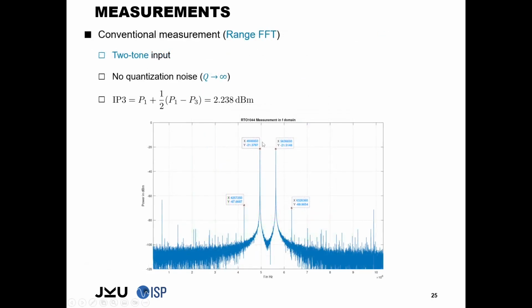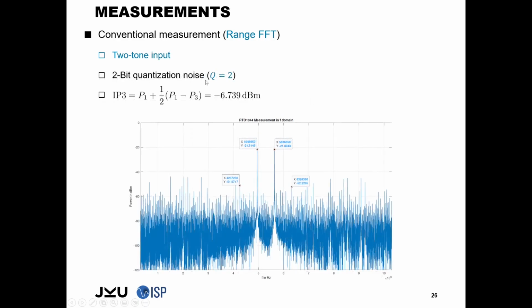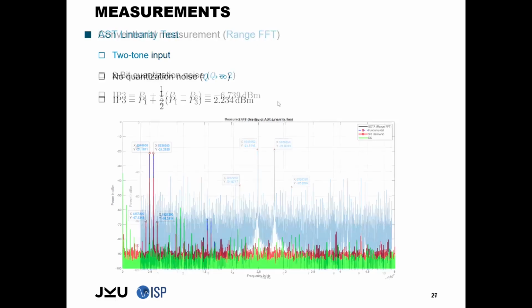Now we have our measurements, and for the conventional measurement, again, we obviously got the right dBm value. But with a 2-bit quantization noise, now the IM3 products are again overlapped and the IP3 is again totally wrong. Now it is getting interesting. Is the AST linearity test also working for practical implementation?